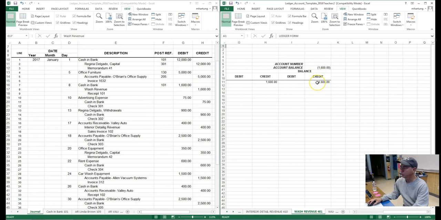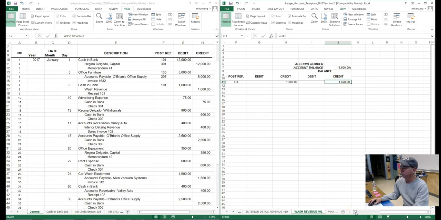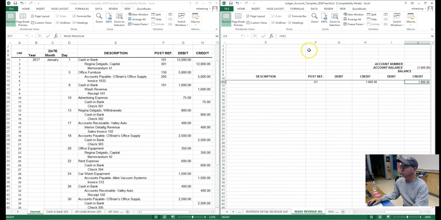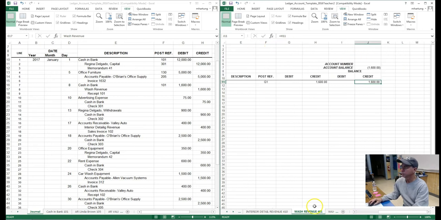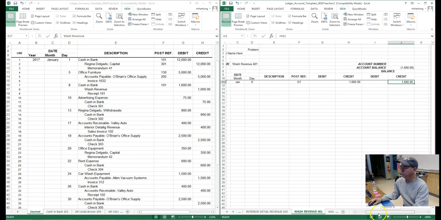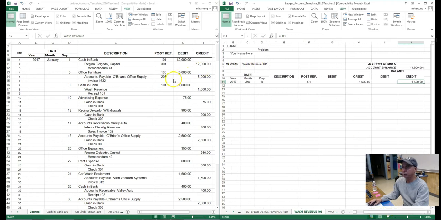And once again, because there's no previous balance, we are simply going to put equals that location. And so our balance is a credit balance. That's what the brackets indicate for this problem, of $1,600. It does not mean negative. It just means it increased with a credit of $1,600. And then I come back and make sure that I put 401 to show that I have posted to that account.